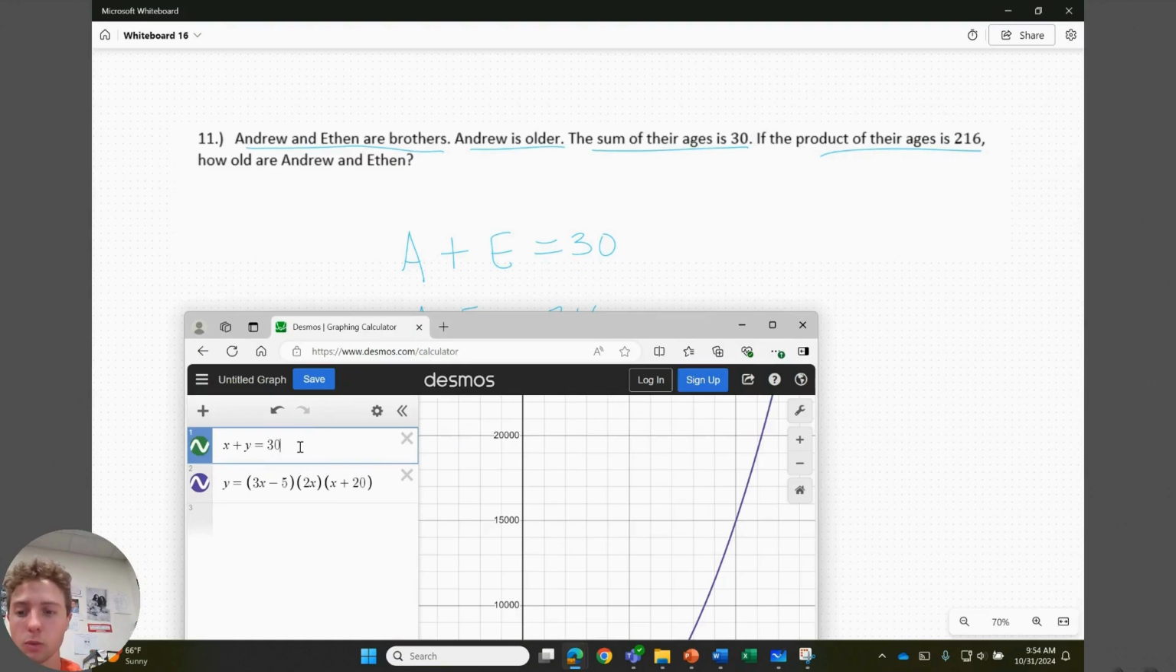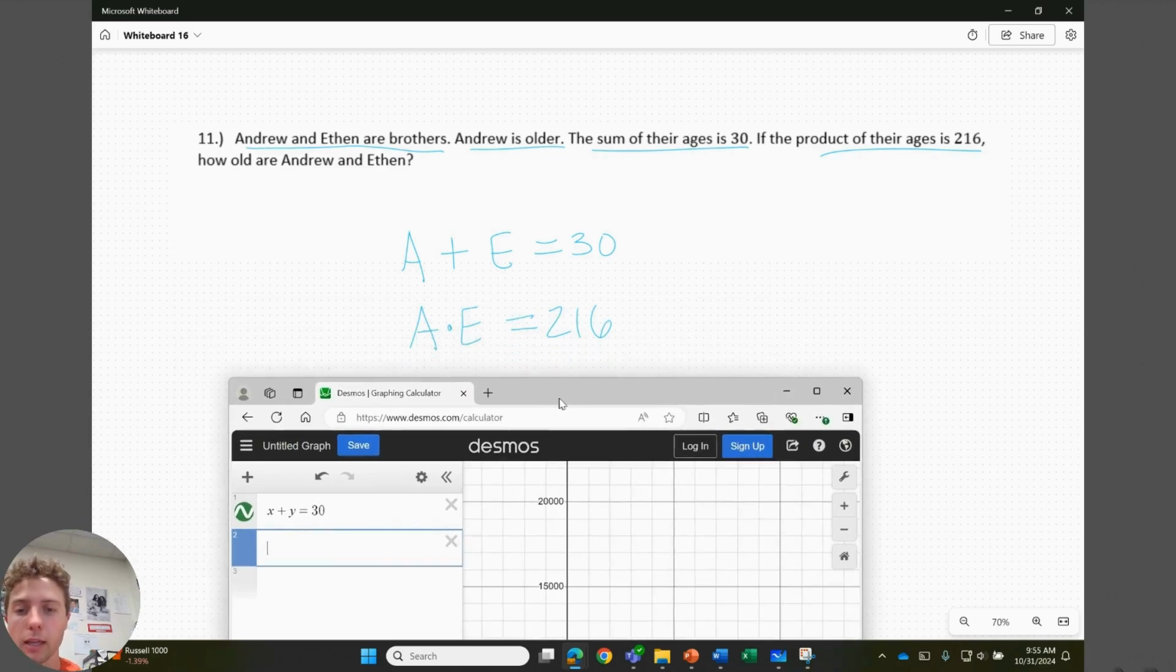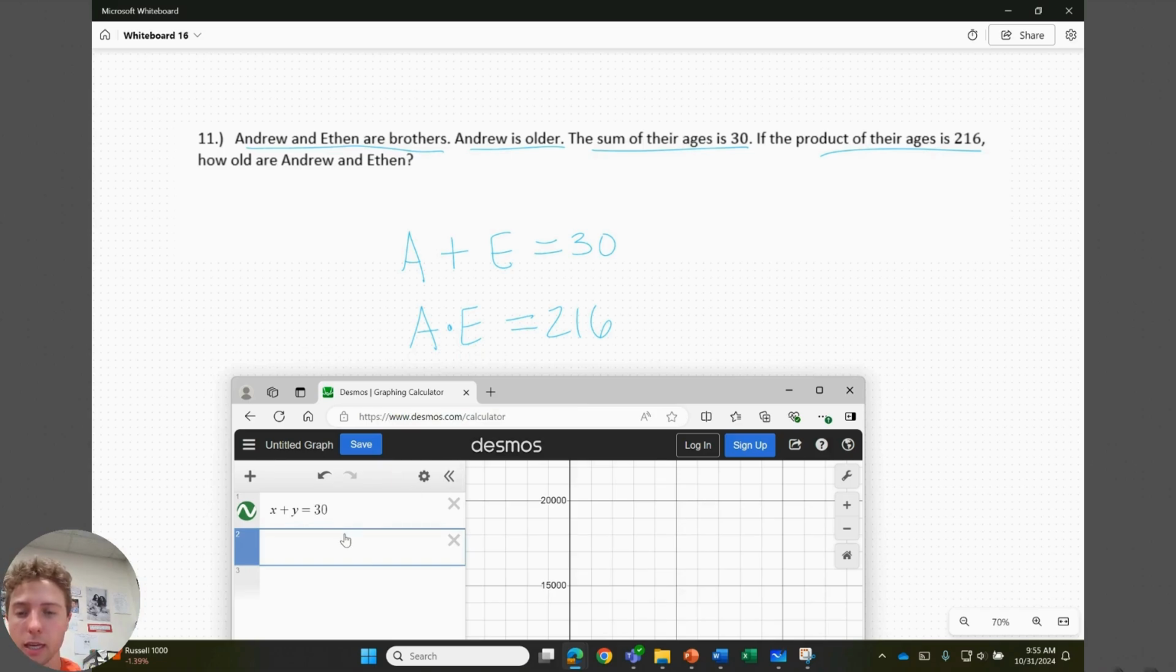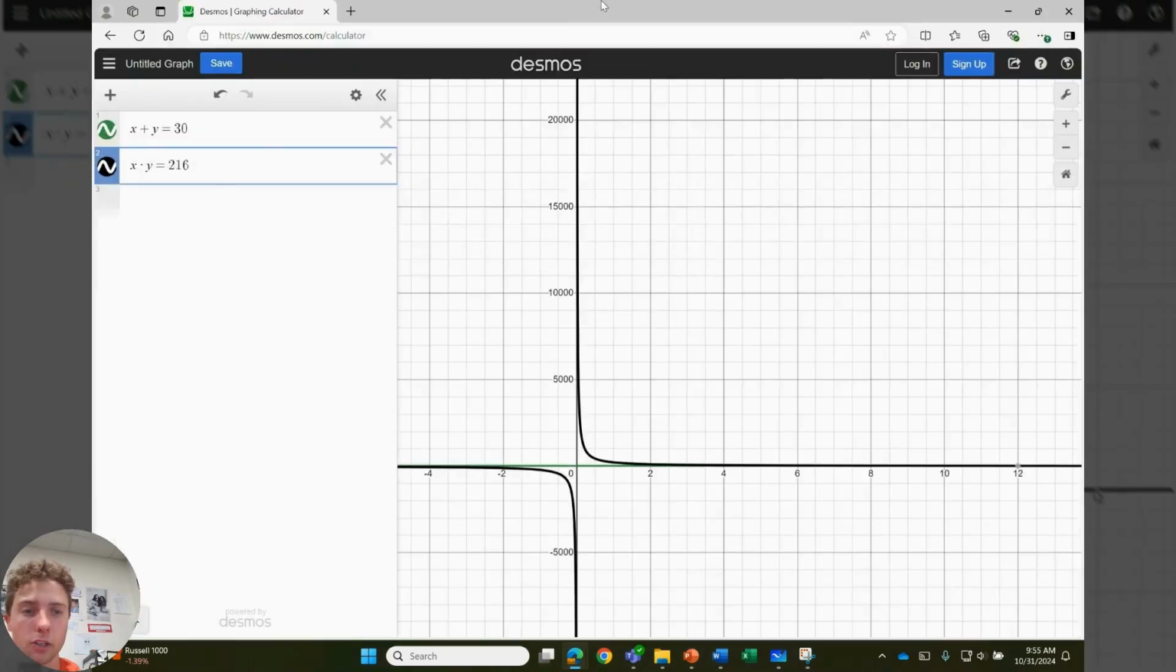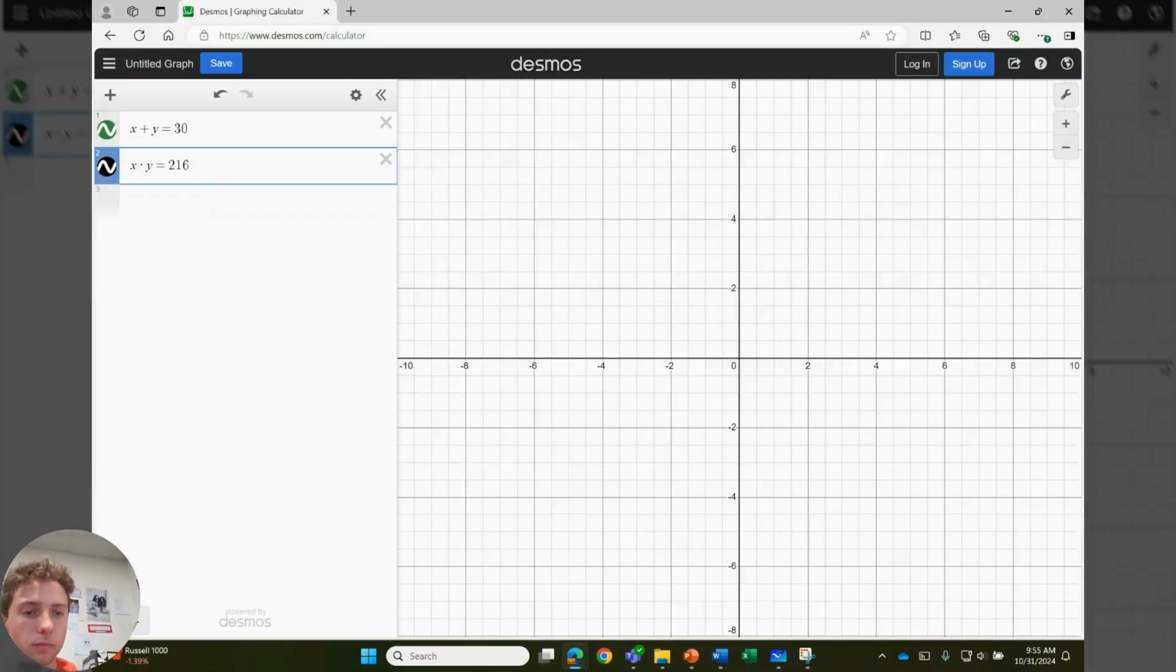So x plus y equals 30. Notice I am using x and y now instead of a and e. Desmos would not like a plus e equals 30. It does not know what to do. So make sure that if your letters are on the same side, you're using x and y there. So x times y equals 216. And now you could find their ages where they cross.